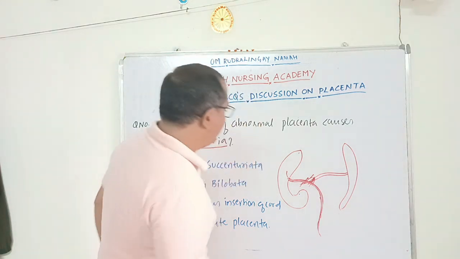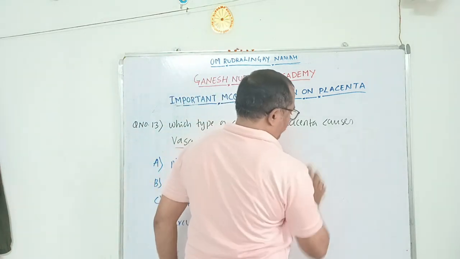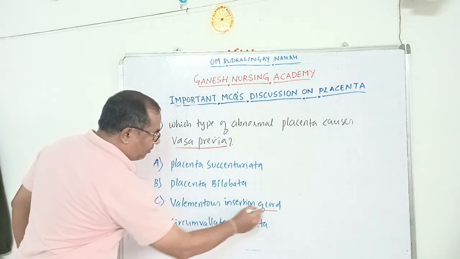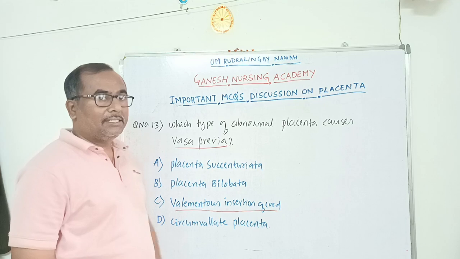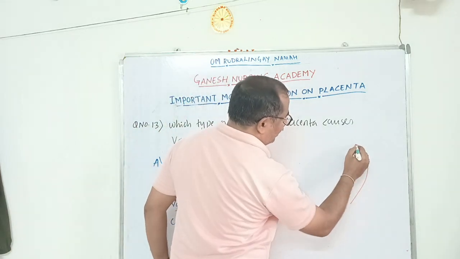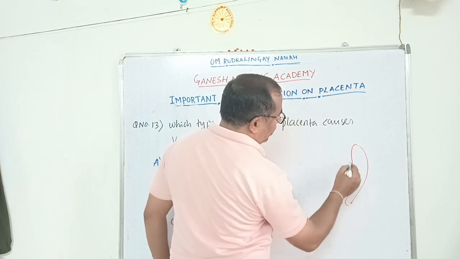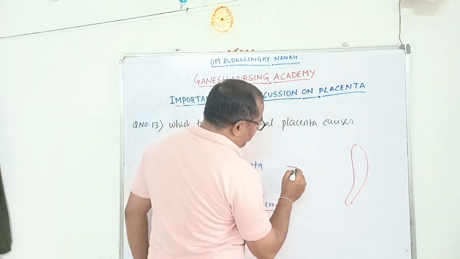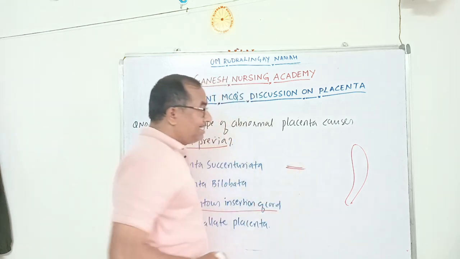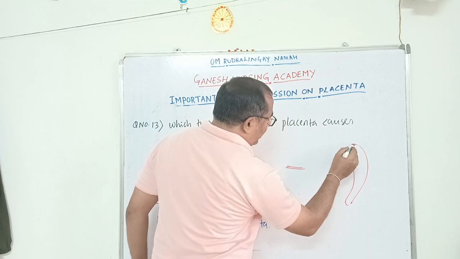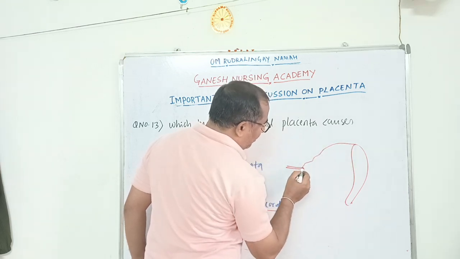So now what happens here? There is one condition called velamentous insertion of cord. In this velamentous insertion of cord, what happens here? This is a placenta. In velamentous insertion of cord, the umbilical cord is not directly attached to the placenta. Instead, it is attached to the fetal membrane.